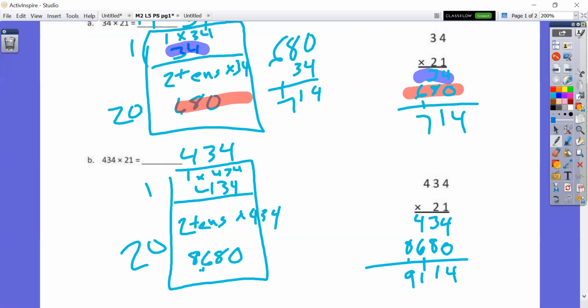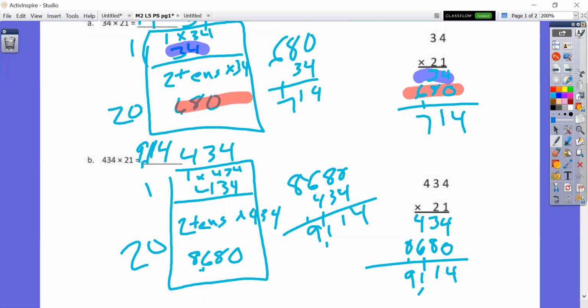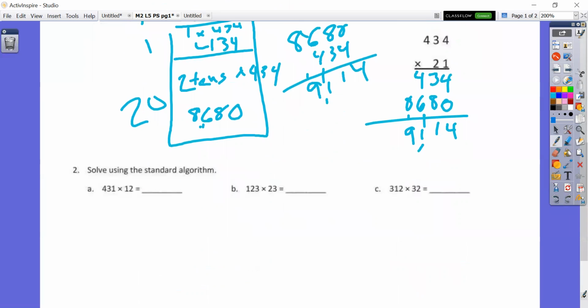And 9,114. Let me just double check by stacking and adding my partial products over here. 4, 11, 11, 9, 9,114. Perfect. 9,114. That was a little sloppy up there. All right, let's move on to this next one.